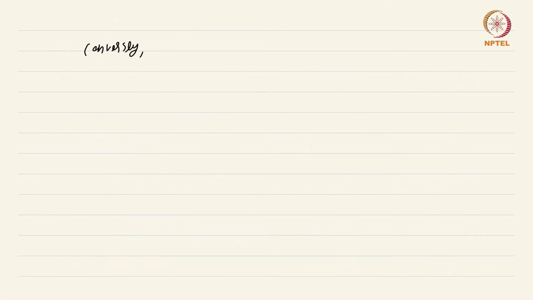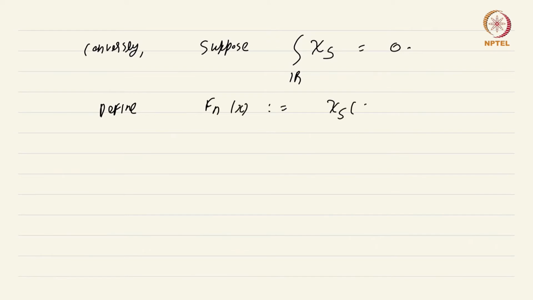Conversely, suppose the integral of chi S over R is 0. Now what you do is define this function f_n of x to be equal to chi S of x. That is, f_n is just chi S. And look at the summation of chi S of x. Look at this summation.